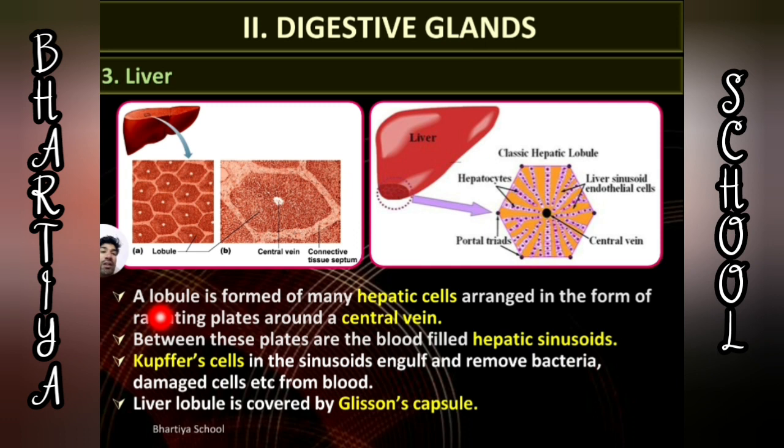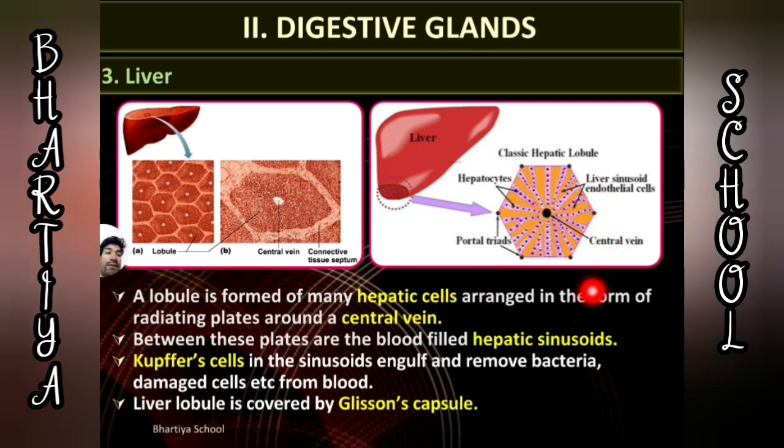We know that the basic unit of the liver is the lobule, and a lobule is formed of many hepatic cells that are arranged in the form of radiating plates around a central vein. Between these plates are blood-filled hepatic sinusoids. Here are the sinusoids which are filled with blood. The Kupffer cells present in these spaces engulf the bacteria, microbes and damaged cells from the blood.